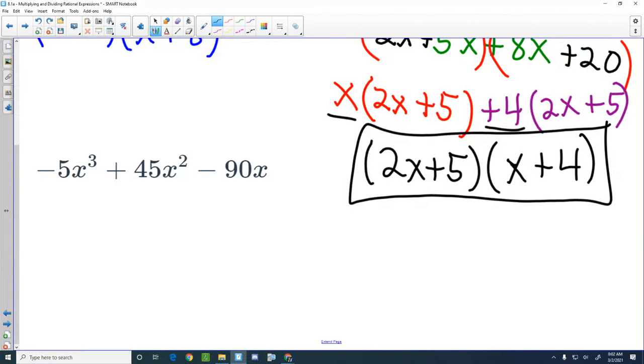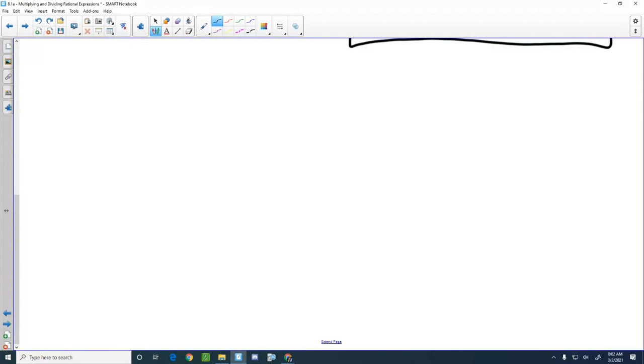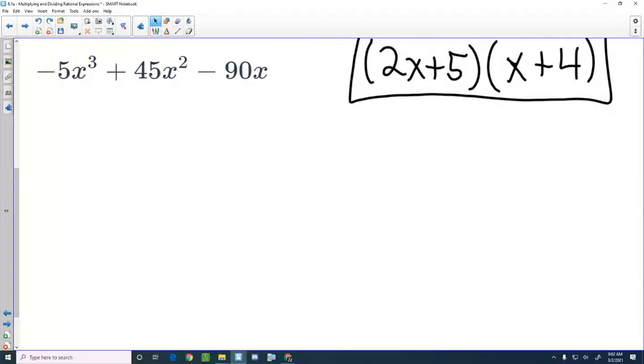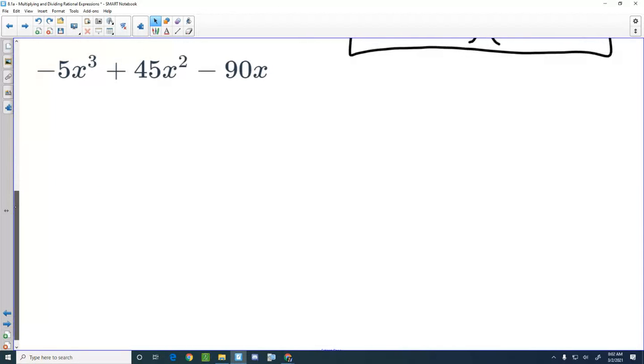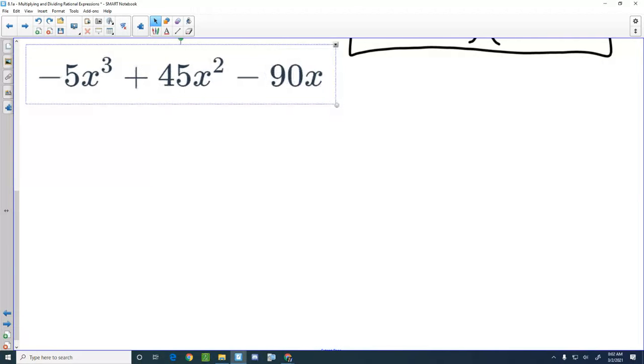Now for the crazy one, right? Whoa, where'd it go? It's so crazy it disappeared. Let's get some room for this one. So negative 5x to the third plus 45x squared minus 90x. We're going to factor this beast of a trinomial.